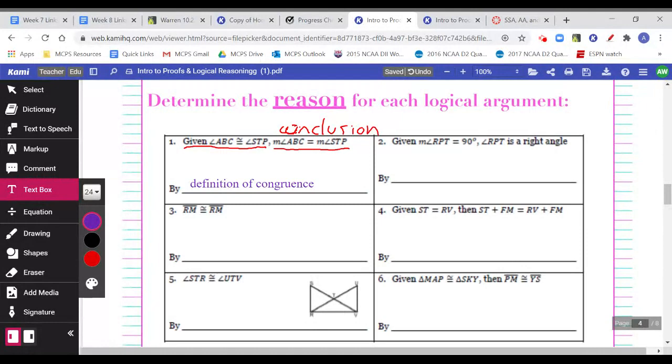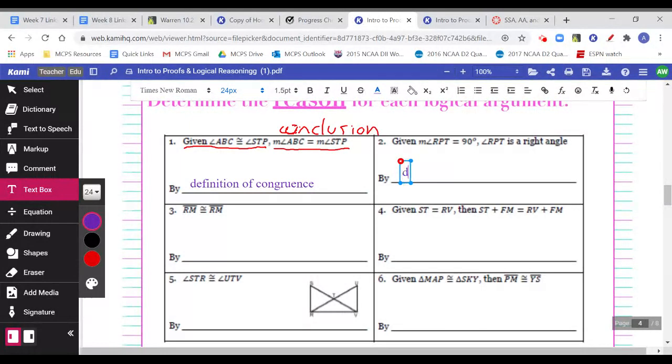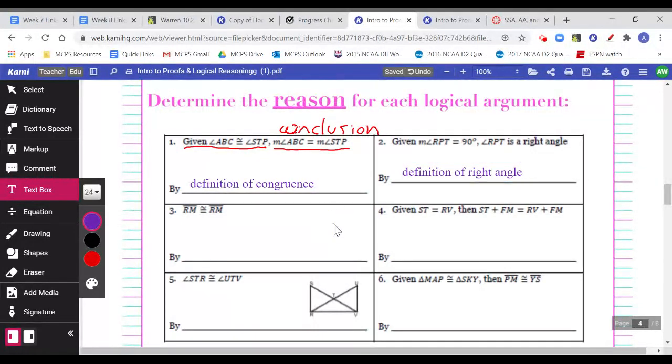Moving on to number 2, again, I have a given and a conclusion. So given that the measure of angle RPT is 90 degrees, I'm concluding that angle RPT is a right angle. Well, how can I just assume RPT is a right angle because it's 90 degrees? Well, I'm not just assuming. That is literally the definition of a right angle, that a right angle is 90 degrees. So I know that this is true by the definition of a right angle.